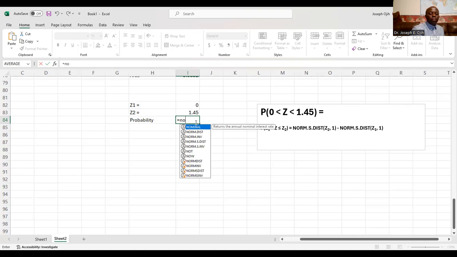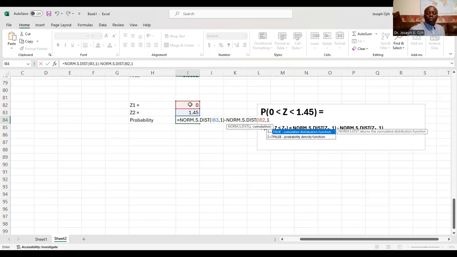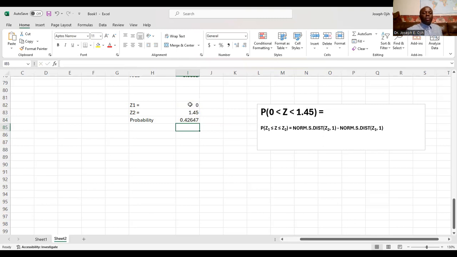Sorry, NORM.S.DIST. Double click, it shows up saying cumulative. So you have Z2, you can see Z2, which is this one here, comma 1, minus NORM.S.DIST, double click, says Z1, comma 1. Z1 is 0, comma 1. Close it and press the enter key to give us the answer right away. Okay. So I'm going to show you the formula for all of them. Let's do one more example and we're done.